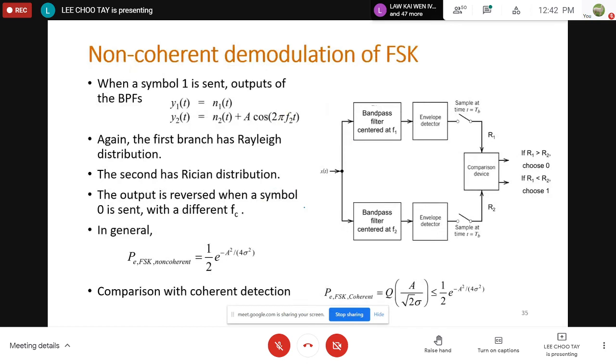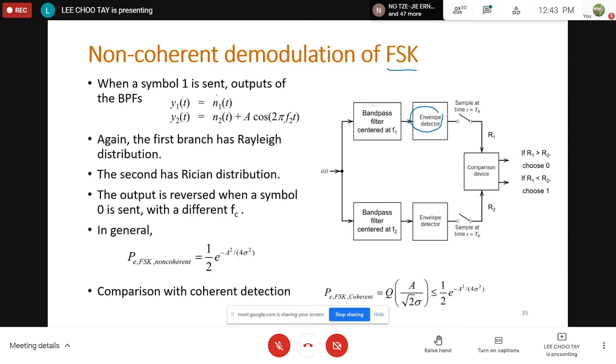Then we'll take a look at the non-coherent demodulation of FSK signal. As we talked about previously, we use two circuits to recover our signal, one for binary 0 and one for binary 1. Instead of using coherent detection here, after the bandpass filter we use the envelope detector to see whether there is energy or not in this path.